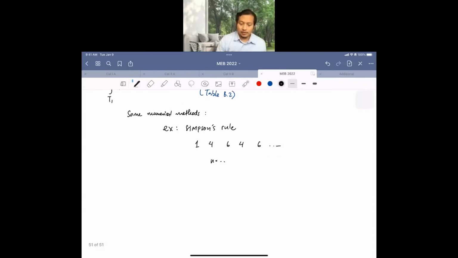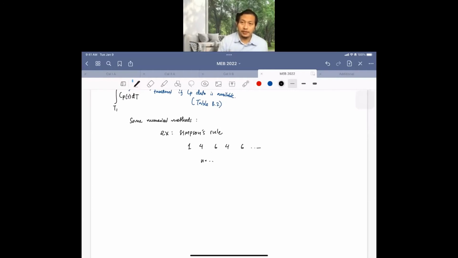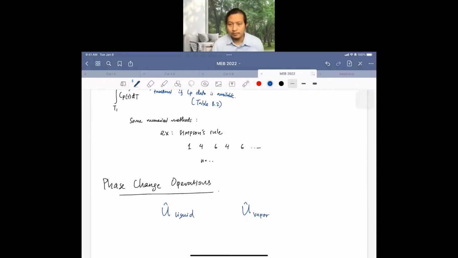Okay. Now another aspect for this chapter 8 is if you have the phase change. So let me write the phase change operations. Okay, now if you have the specific internal energy of liquid and specific internal energy of vapor, which one is higher? This or this?